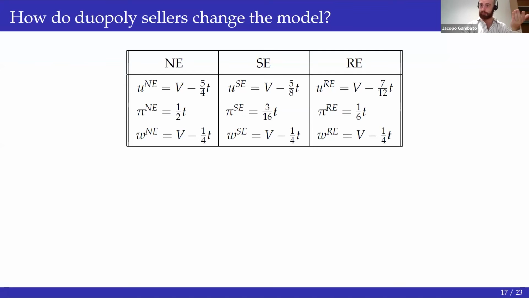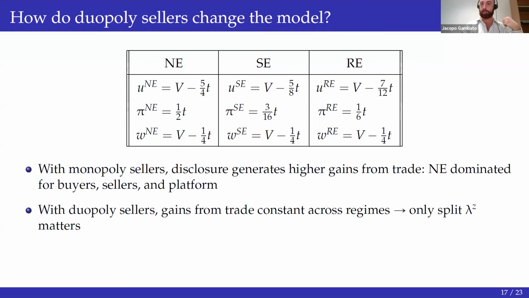Now, if we think of the product categories as being represented by a duopoly rather than a monopoly, we can do exactly the same exercise. And the most striking difference, or the reason why we're interested in seeing these two models side by side, is that while with monopoly sellers disclosure in any form generates more gains from trade, and so no evidence was always dominated, this is not true for the duopoly sellers. In fact, with duopoly sellers, as we can see here, the gains from trade are constant no matter which disclosure regime is selected.